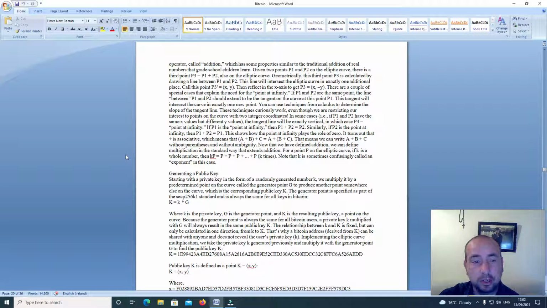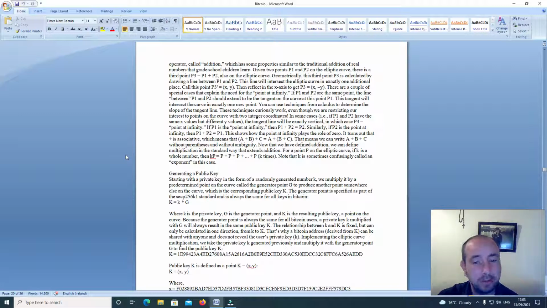There are also a couple of special cases that explain the need for a point at infinity. If P1 and P2 are the same point, the line between P1 and P2 should extend to the tangent on the curve at this point P1. This tangent will intersect the curve in exactly one new point. You can use techniques from calculus to determine the slope of the tangent line. These techniques curiously work, even though we are restricting our interest to points on the curve with integer coordinates. In some cases, i.e. if P1 and P2 have the same x values but different y values, the tangent line will be exactly vertical, in which case P3 equals the point at infinity.